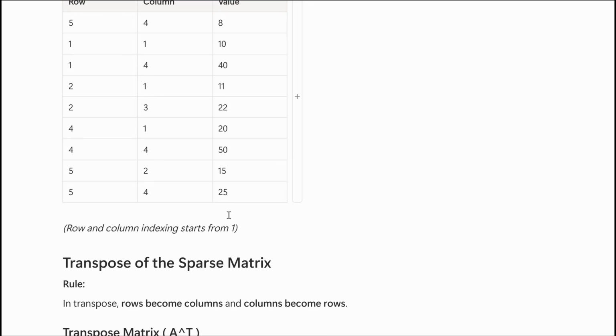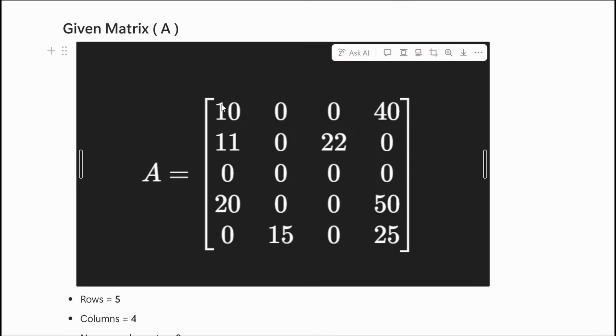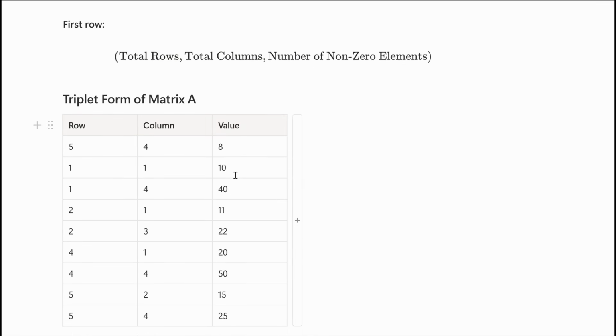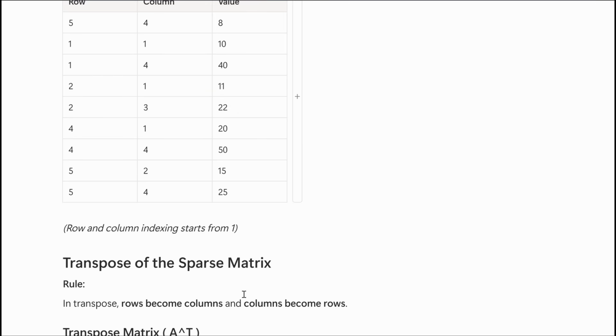The first row of the triplet matrix stores total number of rows, total number of columns, total number of non-zero elements. Now in this, see 1 comma 1, 1 comma 4. Like this we will fill all these values. Now this completes the triplet representation.